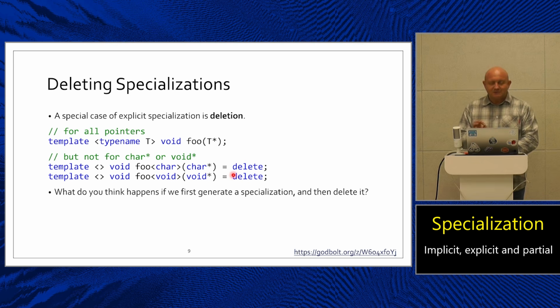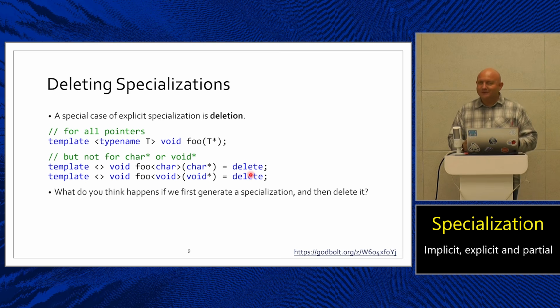Deletion is a subclass of explicit specialization. Imagine you have a template function that works for all pointers, but you want to explicitly forbid its use for certain types like char pointer or void pointer. You can do this by providing an explicit specialization and marking it as equal delete. Now, here's an interesting thought experiment. What do you think happens if the compiler has already implicitly instantiated a specialization for char pointer, and then it encounters this deleted specialization later?